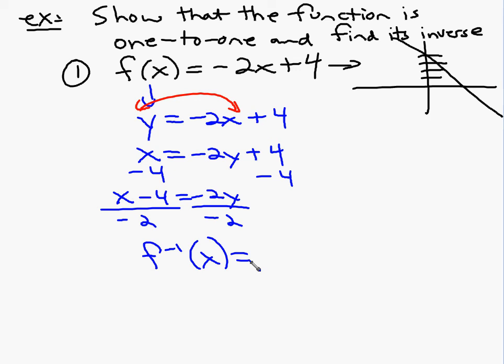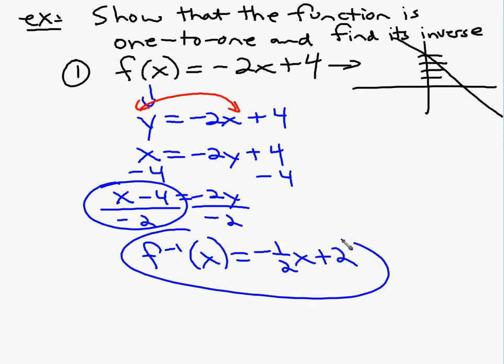And I could write it, I guess, a couple ways. I could write it like this, or I could write it as negative 1/2 x plus 2. But we have now found the inverse function. Yes, you could also do negative x over 2 plus 2. All right? And we are going to stop there for today, I believe.